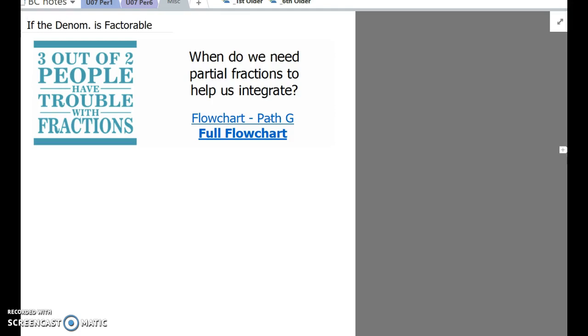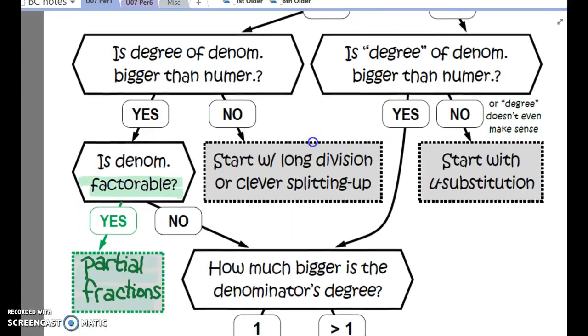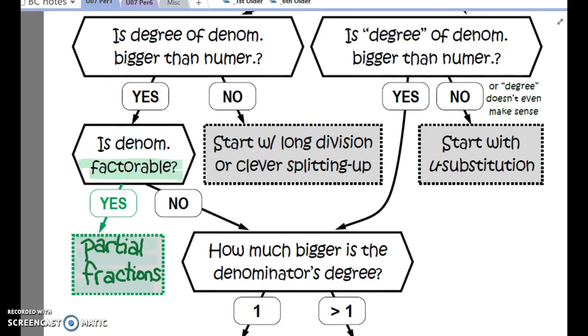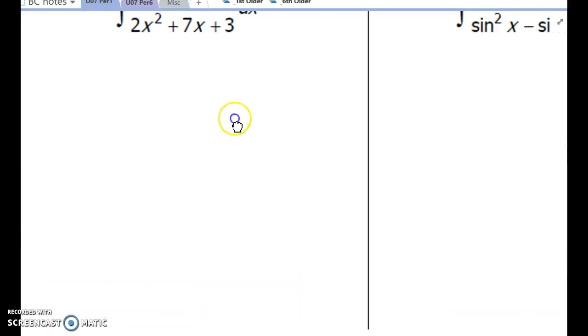In your flowchart, path G we filled out already. I'm going to go back to that, see if I can find it. Oh, there it is. So something we haven't dealt with until today was if the denominator is factorable. Up until this point, I haven't given you any factorable denominators. But now, that's something you need to check. If your denominator is factorable, it's automatically a partial fractions problem. So let's take a look at the examples that go with that one.